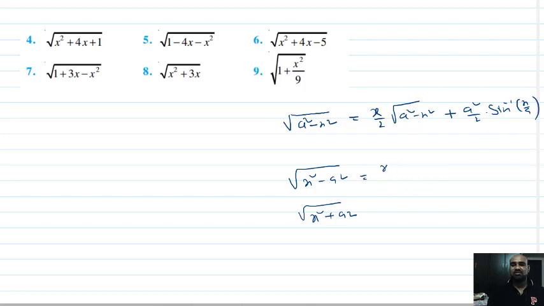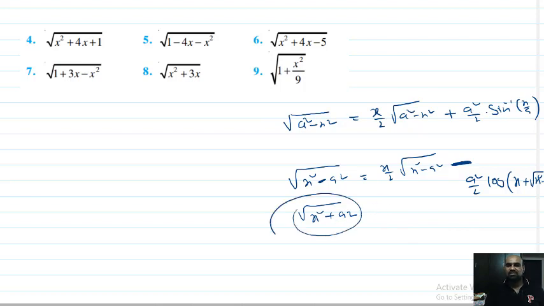So, this is nothing but x by 2 into root over x square minus a square, minus a square by 2 into logarithm of x plus root over x square minus a square. Okay, so what is the difference here? Just write plus here, that's all, and here plus, here also plus, this is for this one.